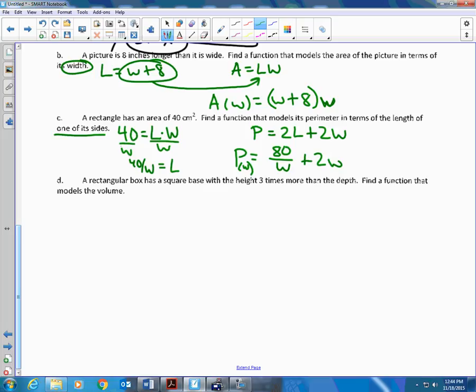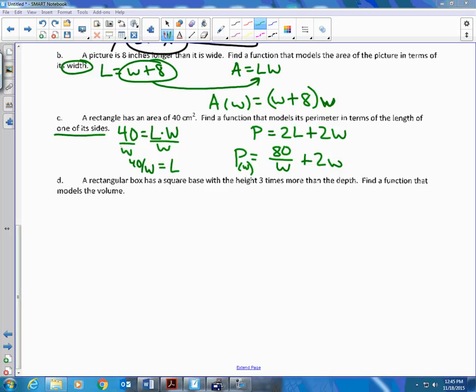In terms of width. So maybe that's not as intuitive, but the length of one of its sides. And you'll be able to do that either way. I mean, if you wrote 80 over L plus 2L, that's fine because it's one of its sides. Don't worry, I'm not going to be critical there.